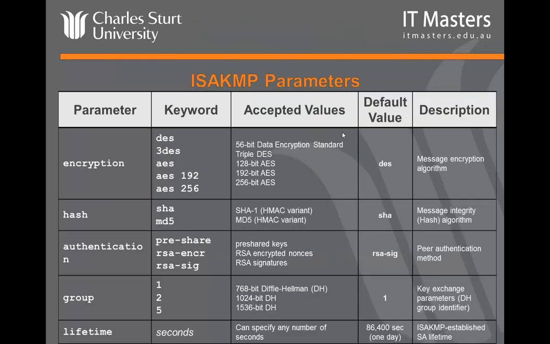So the ISAKMP parameters, what do they actually mean and what are the particular values that you can use? The first parameter, encryption: we can use DES, triple DES, AES, AES192 or AES256. Default is DES, which I wouldn't recommend you use. I would start at an absolute minimum of triple DES, but I would probably lean towards AES if you've got devices at the other end that support it.